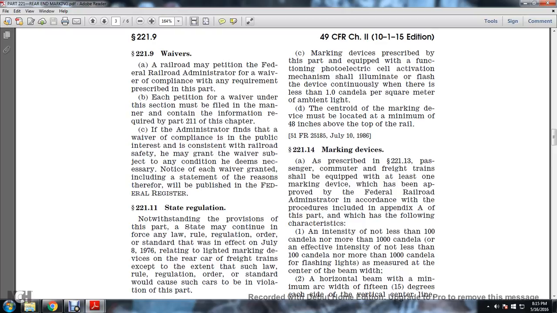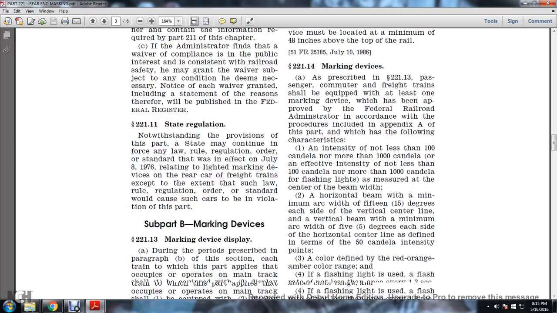221.14 Marking devices prescribed in section 221.13. The passenger, commuter, and freight train shall be equipped with at least one marking device which has been approved by the Federal Railroad Administration in accordance with the procedure, including Appendix A of this part, and which has the following characteristics. (a)(1) The intensity not less than 100 candela and not more than 1,000 candela, or the effective intensity not less than 100 candela and not more than 1,000 candela with the flashing light, as measured at the center of the beam width. (2) The horizontal beam with a minimum arc width of 15 degrees each side of the vertical center line, with the vertical beam with a minimum arc width of 5 degrees each side of the horizontal center line, as defined in terms of the 50 candela intensity points.